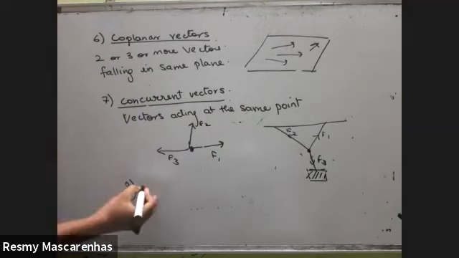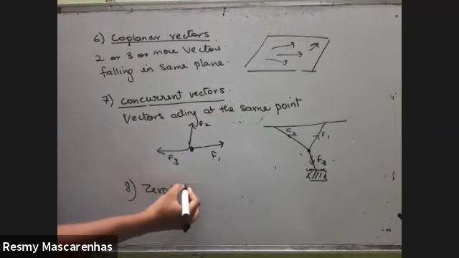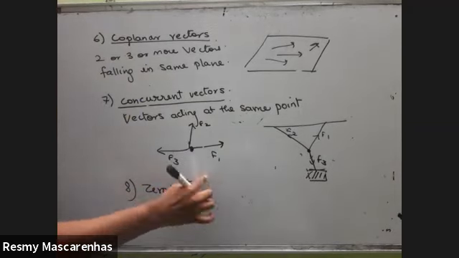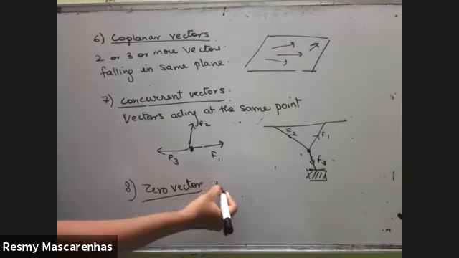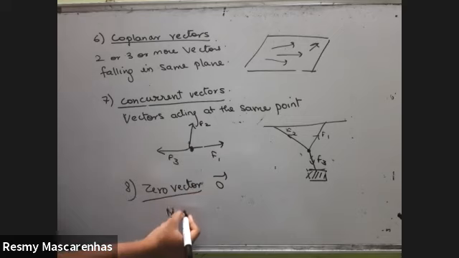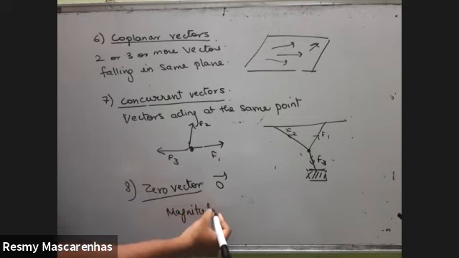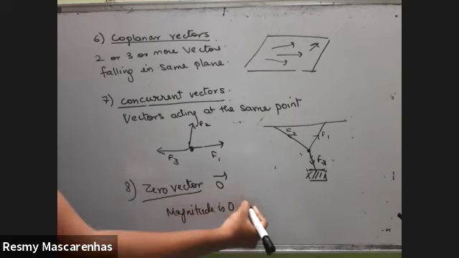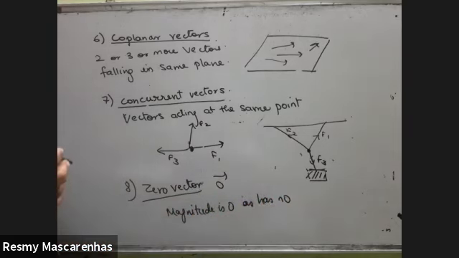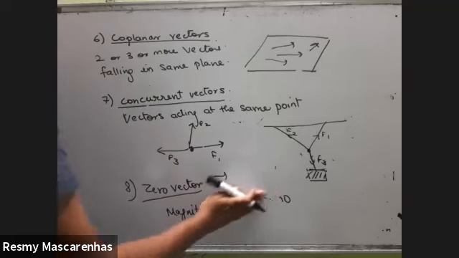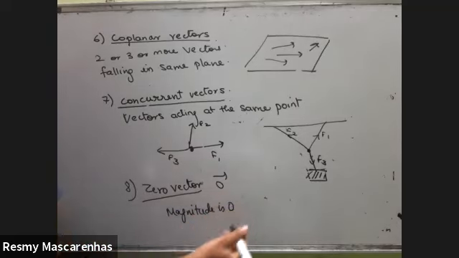Next is a zero vector. Obviously, zero vector by the name itself, you know that magnitude is zero and has no direction. Or you can say has any arbitrary direction.